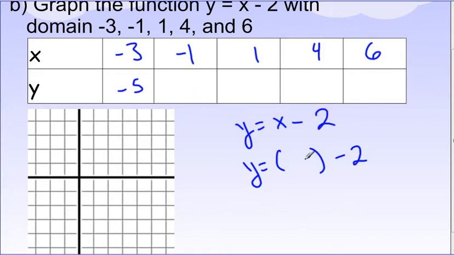If you plug in a negative 1, if you're at negative 1 and you get 2 smaller, you're at negative 3. If you're at positive 1 and you subtract 2, so 1, 0, negative 1, now we're in easy land. 4 minus 2 is 2. 6 minus 2 is 4.